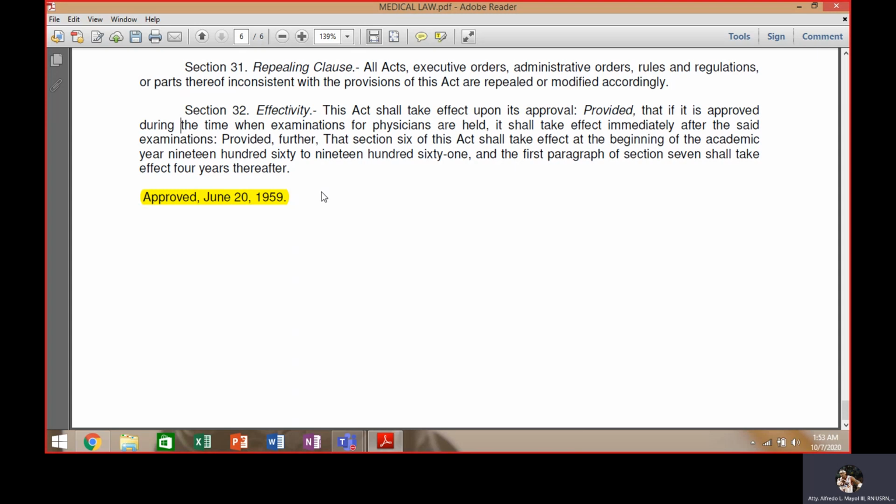Okay? So that's the discussion of medical law. However, we will still be discussing updates, relevant laws, okay? New laws that affect the practice of medicine.